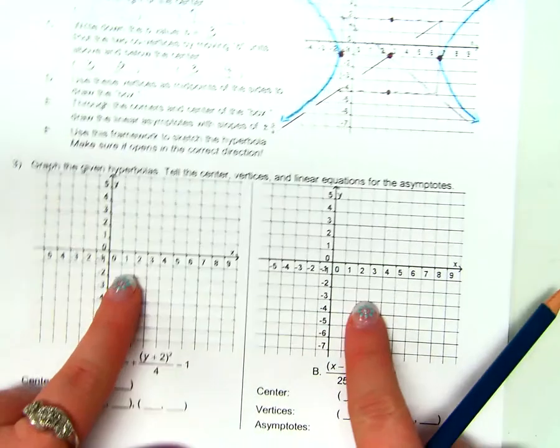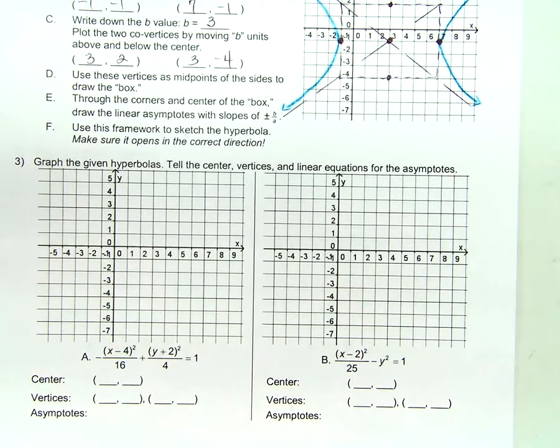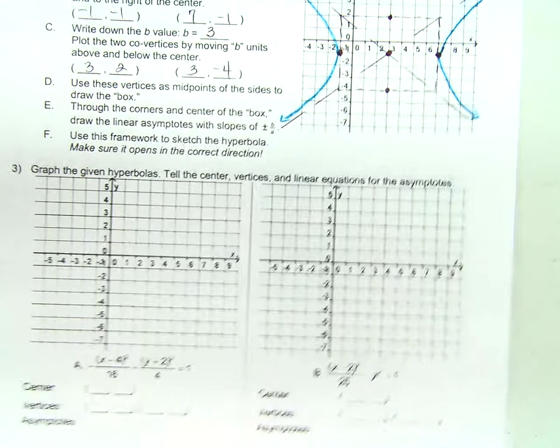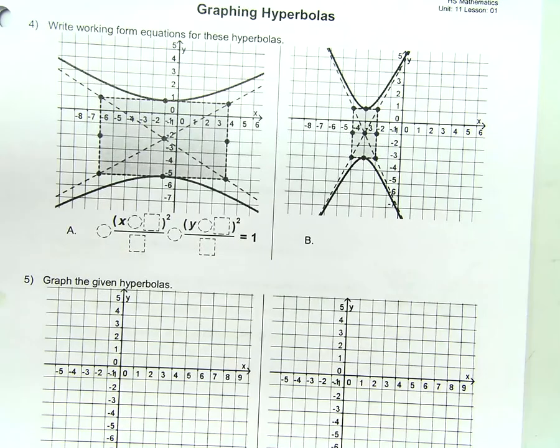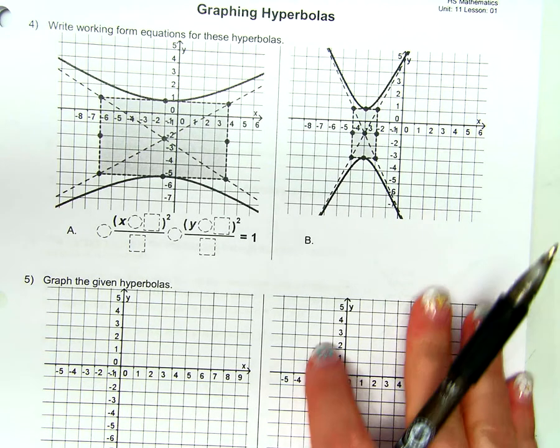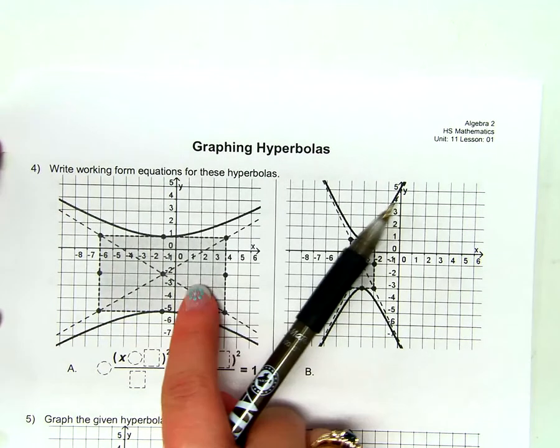So if I said you have to do these 2 for homework, are you okay with that? Could you draw hyperbolas? Good. Go to the next page. You also need to be able to write the equations. If you're given a hyperbola, can you do that? Look at number 4. The first part of number 4.